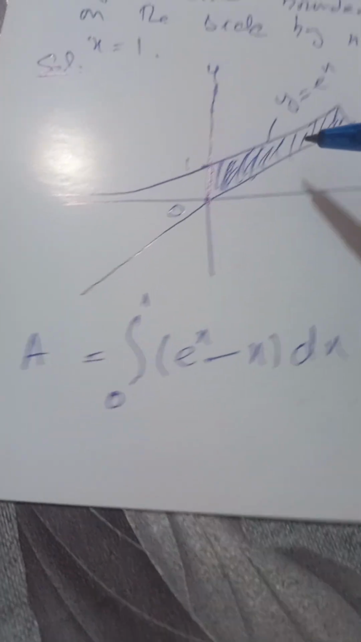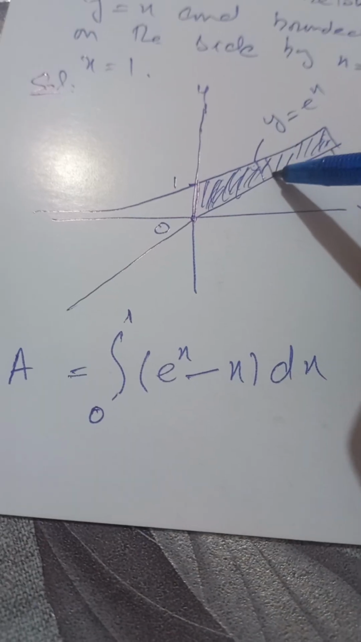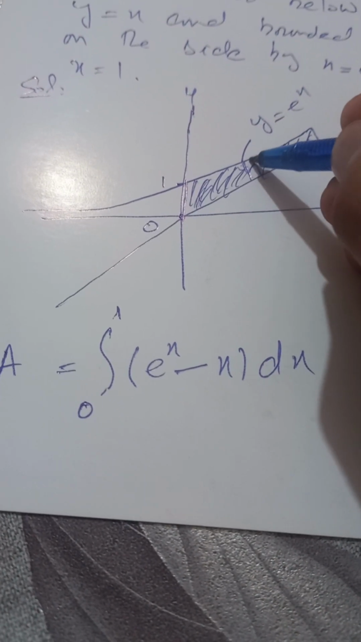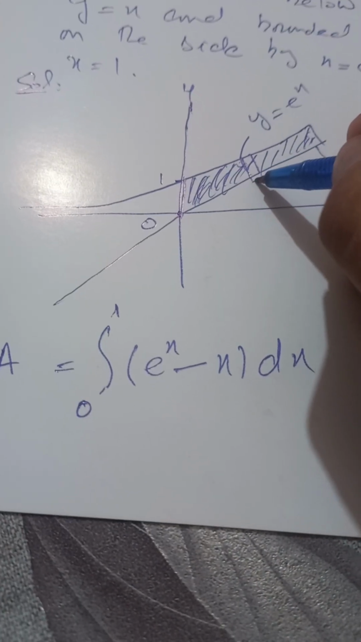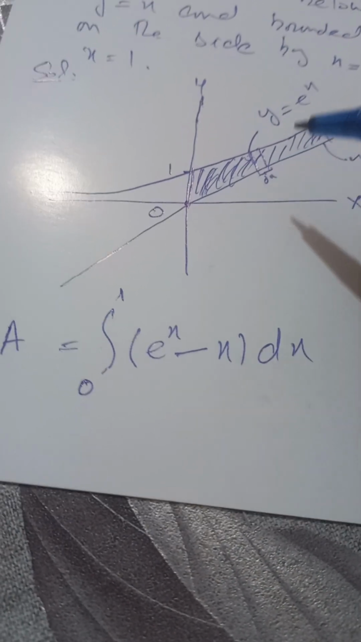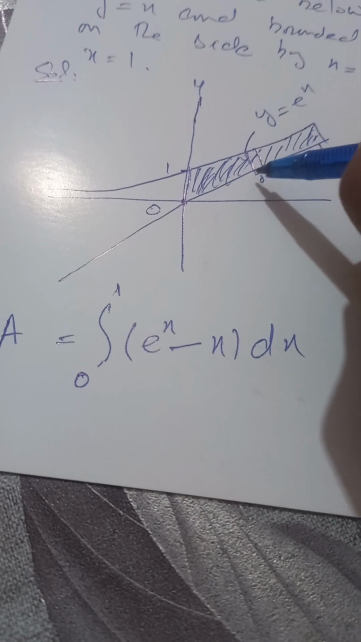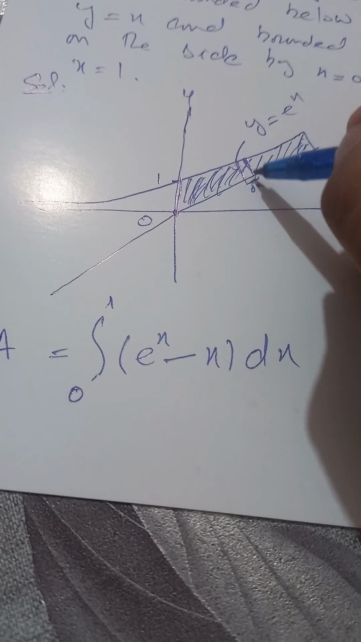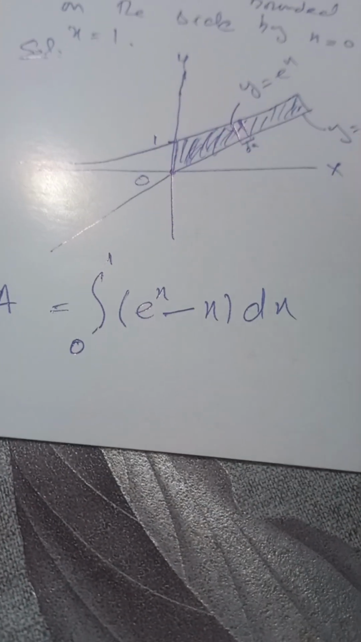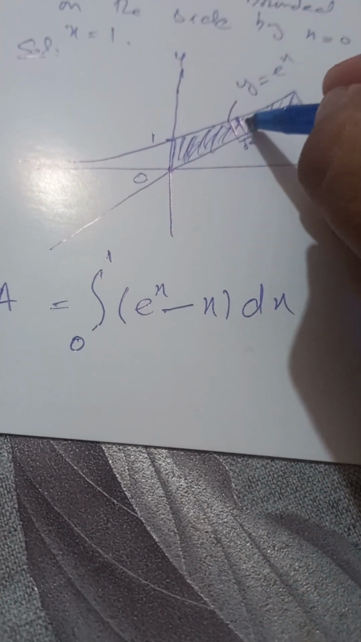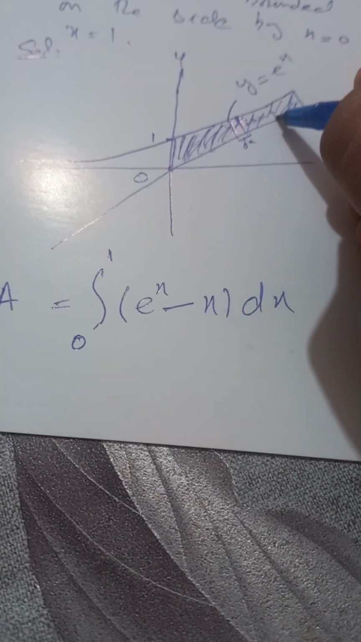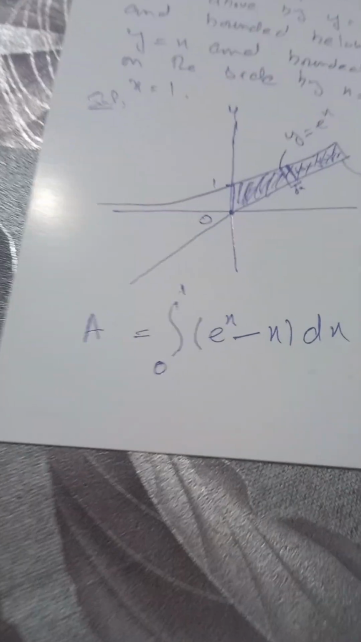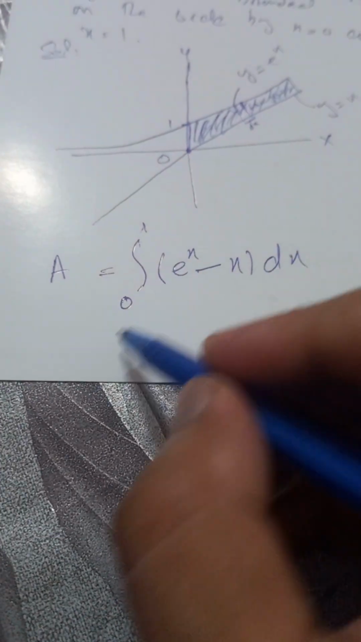If we see the graph, there is dx, and this is f of x minus g of x, and we find the rectangle between these two graphs.